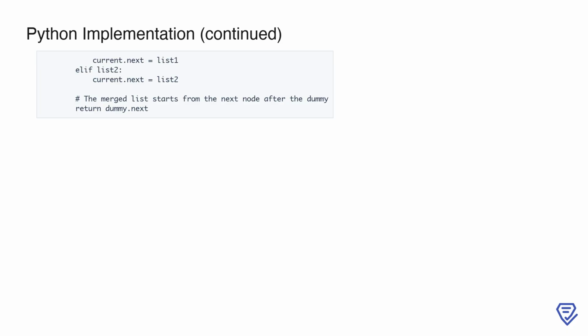Finally, since the dummy node was just a placeholder, the actual merged list starts from the node after dummy. We return dummy.next as the head of the merged list, completing the implementation. This approach ensures that the merge process is efficient and maintains the sorted order of the lists.